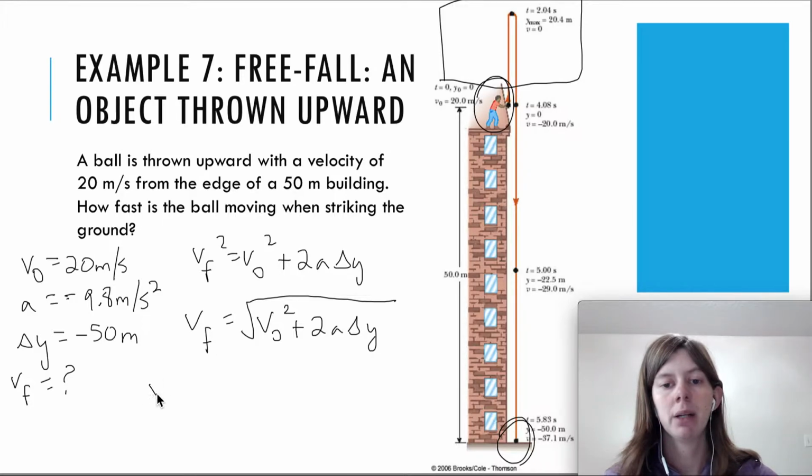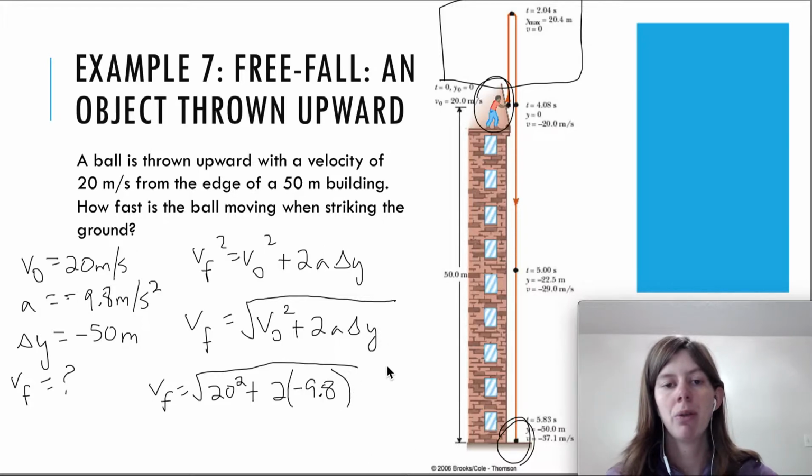So let's go ahead and plug in the numbers. V final equals the square root. And I'm not going to write the units just so that I have room to write all the numbers, but the units will work out if you plug them in. 2 times negative 9.8. And this is where it's very important to make sure that both the acceleration and the displacement were negative. Negative 50 for the displacement. Plug all of this in, and we're going to get 37.1 meters per second.